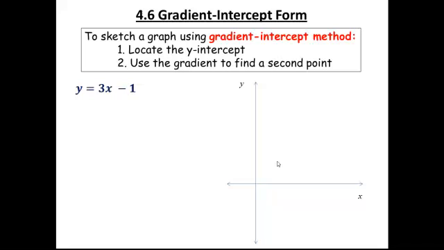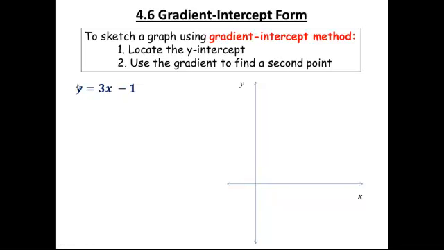Okay, in today's video we're going to learn how to sketch a graph, and this time we're going to use the gradient intercept form. So there's two steps that you need to do. The first is you want to locate the y-intercept, and the second thing that you do is use the gradient to find a second point. Okay, let's look at our first example.